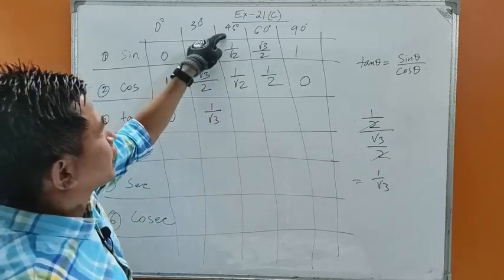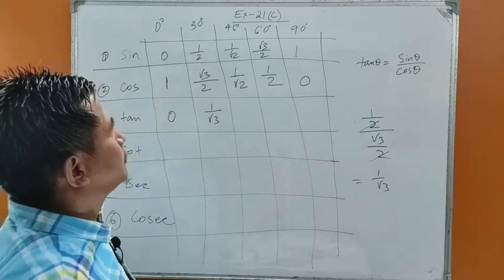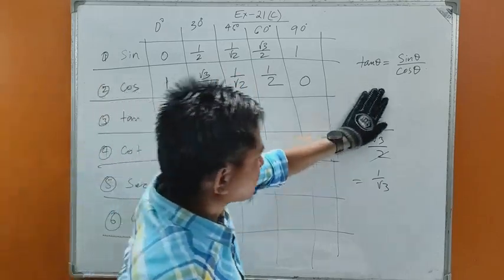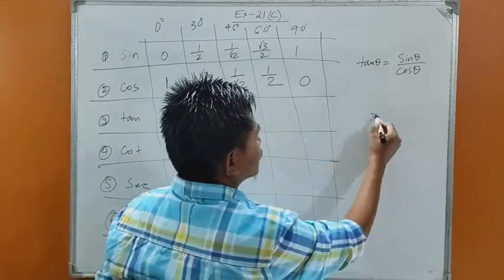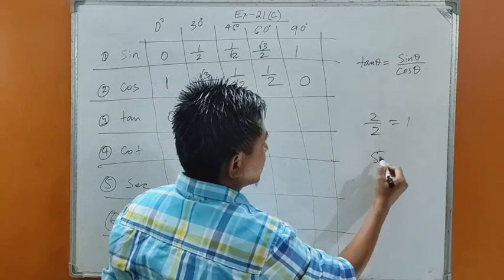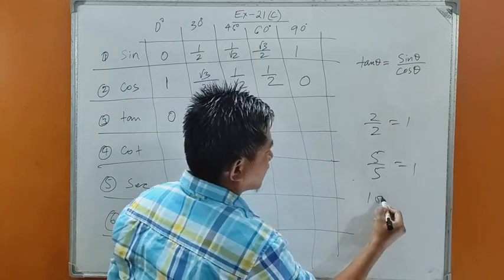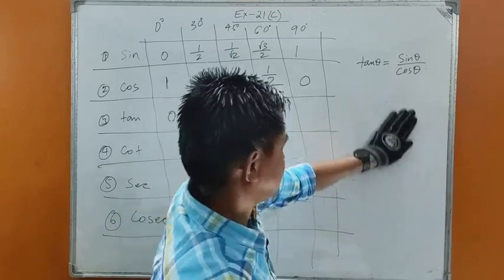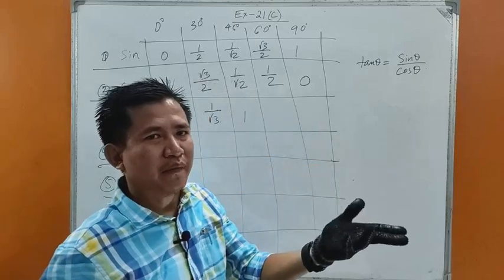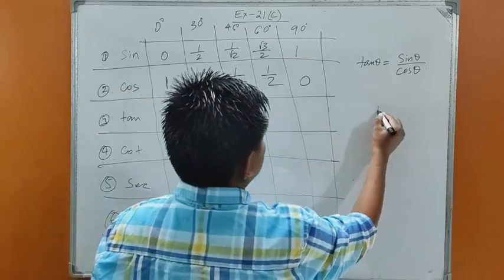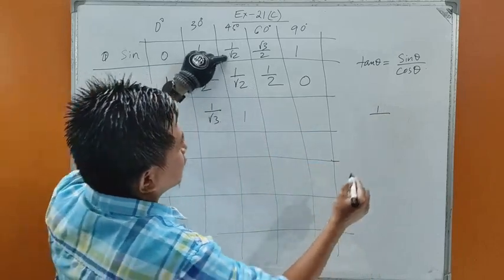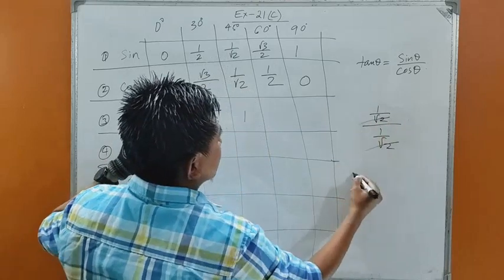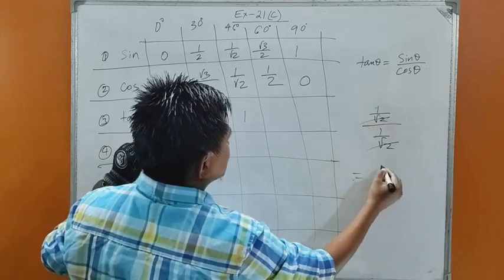Okay, so tan 45 means 1 upon root 2 by 1 upon root 2. Same number divided by same number gives us 1, isn't it? 2 by 2 equals 1. 5 by 5 equals 1. 100 by 100 equals 1. X by x equals 1, isn't it? Same number divided by the same number is always 1. So 1 by root 2 divided by 1 by root 2, this root 2 and root 2 cancel out. So 1 upon 1 means 1.